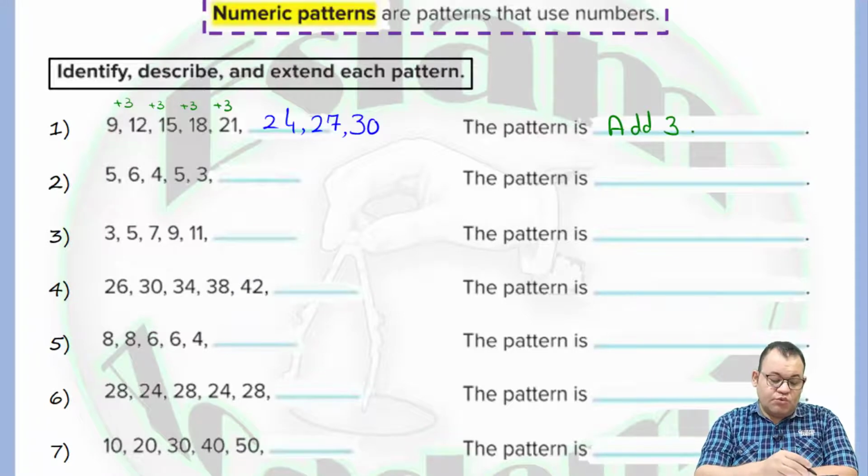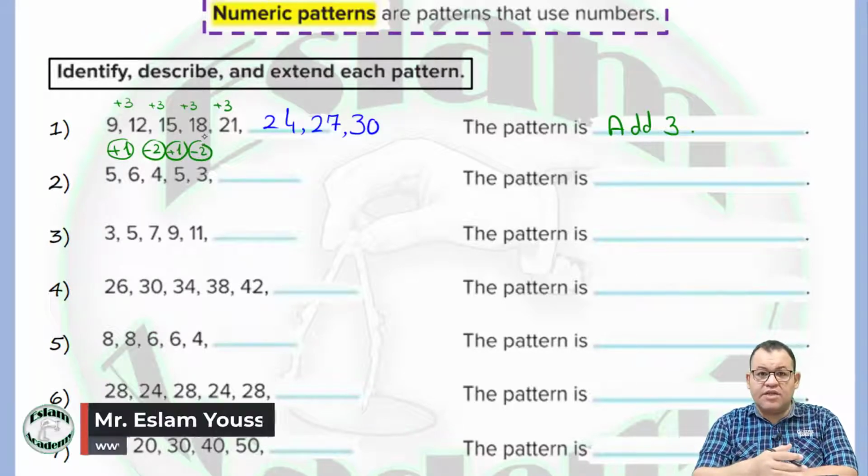Now in question number 2. 5 becomes 6, we add 1. Then 6 becomes 2, we subtract 4. 4 becomes 5, we add 1. 5 becomes 3, we subtract 2. If you look at the pattern, it means one time we add, one time we subtract. Adding, then subtracting. So the pattern is that we add 1, then subtract 2.